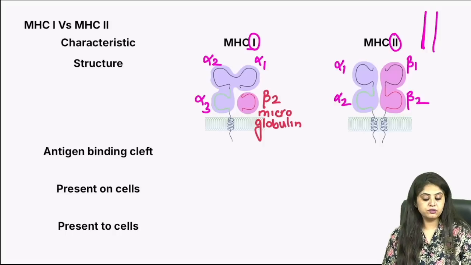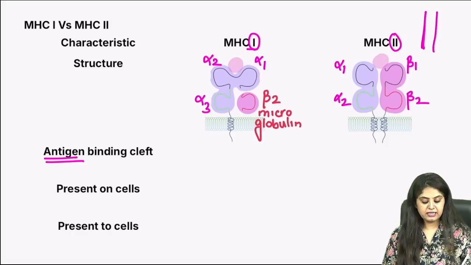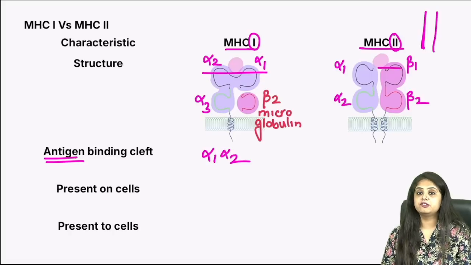Why is it important? Because they want you to know where is the antigen going to come and sit. You can see the antigen always sits at the top. So what is the antigen binding cleft of MHC1? It is at the junction of alpha 1 and alpha 2. And what is the antigen binding cleft of MHC2? It is at the junction of alpha 1 and beta 1.